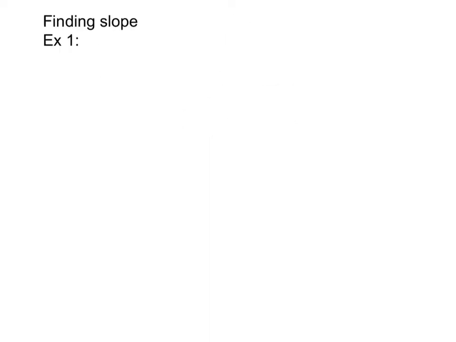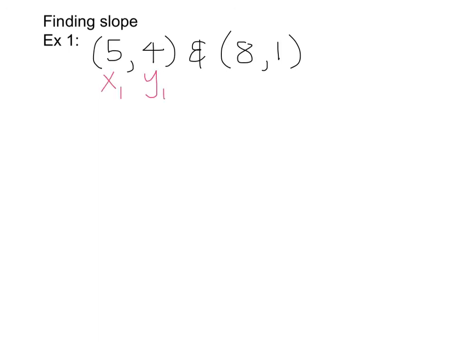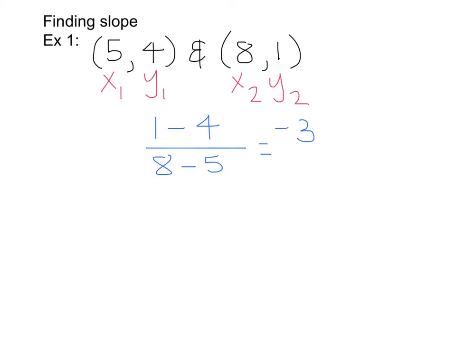Let's look at how to find the slope between 2 points. Our 2 points are (5, 4) and (8, 1). So the 5 is x1, the 4 is y1, the 8 is x2, the 1 is y2. If we use our formula, we do y2, so 1 minus y1, which is 4, divided by x2, which is 8, minus x1, which is 5. So 1 minus 4 is negative 3, and 8 minus 5 is positive 3, and negative 3 divided by 3 gives me a slope of negative 1.